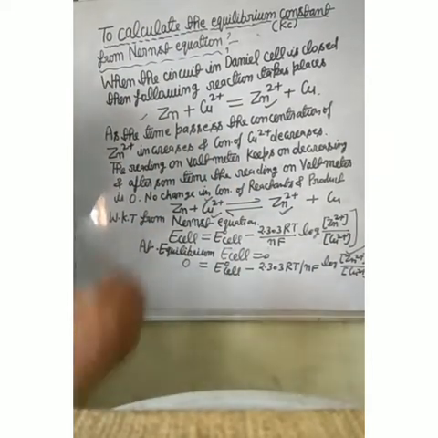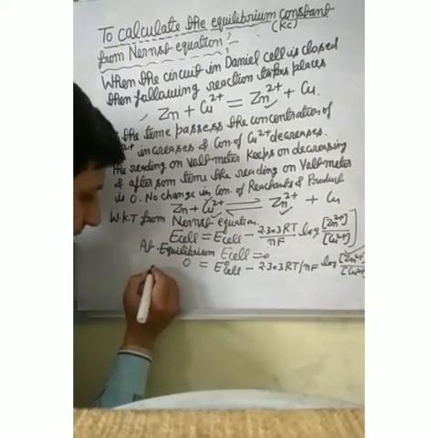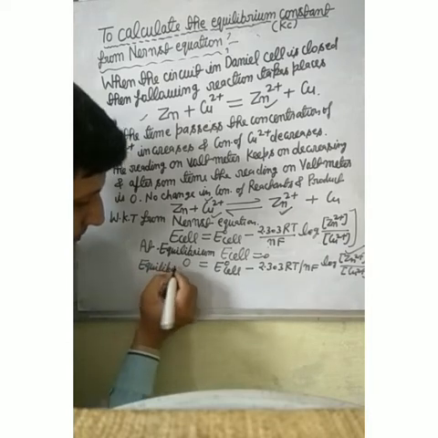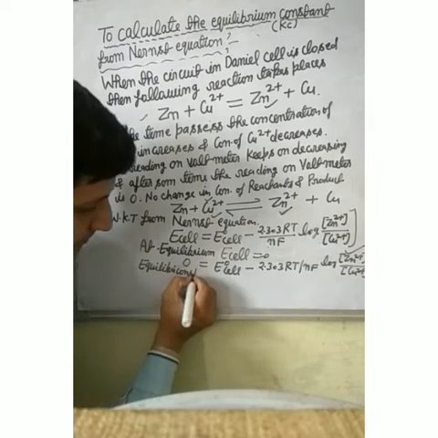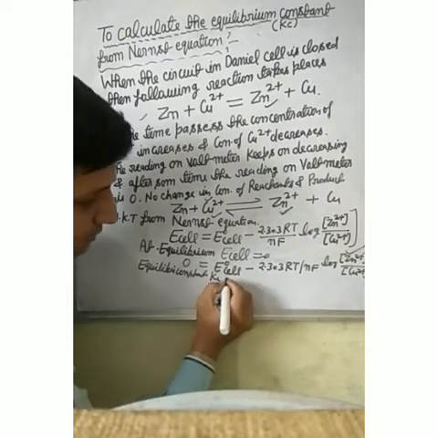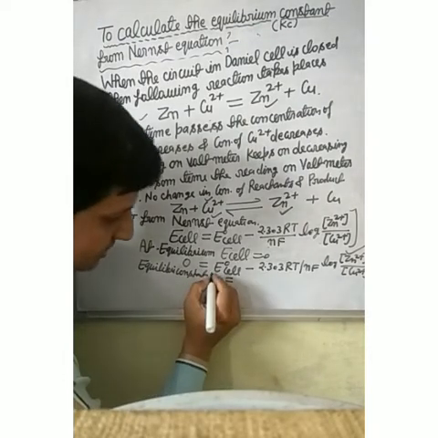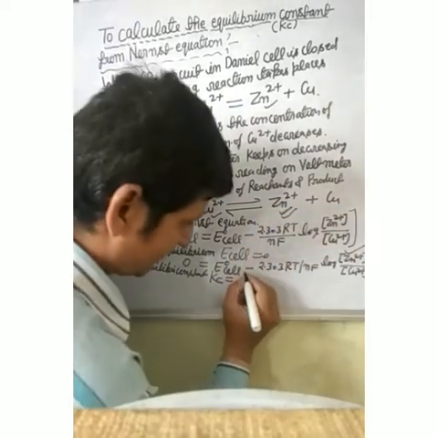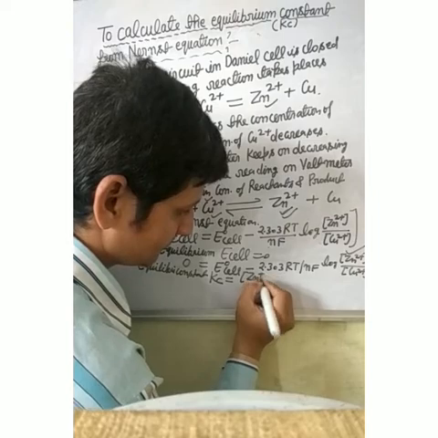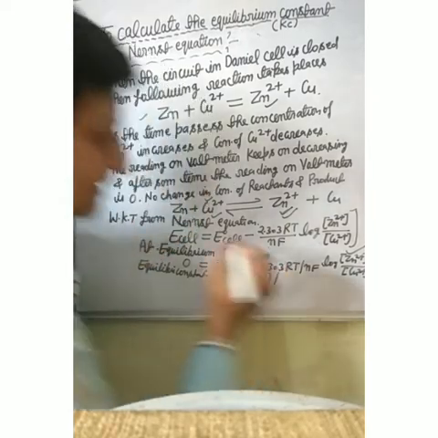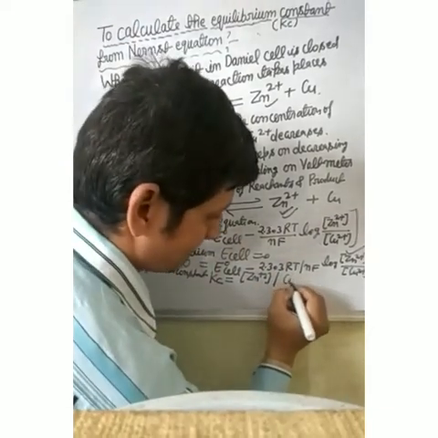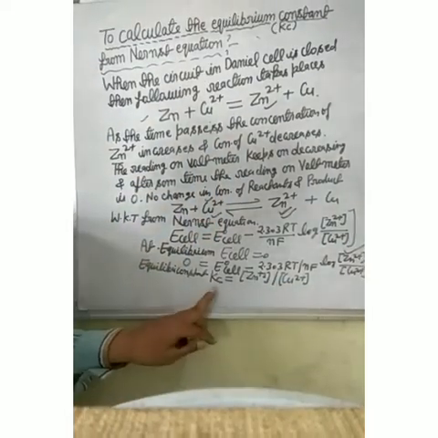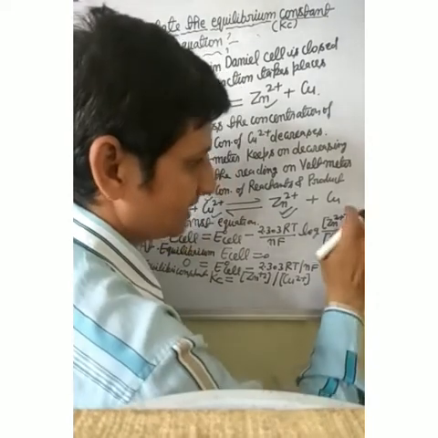Okay, students, after this we have to find the equilibrium constant. Kc is equal to the concentration of product, meaning zinc ion, upon the concentration of reactant, meaning copper ion. So in the place of zinc ion upon copper ion, we can write Kc.